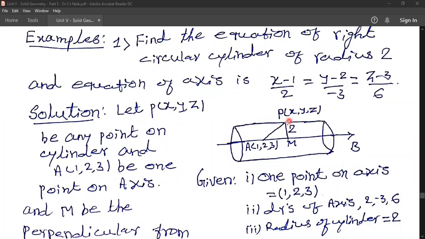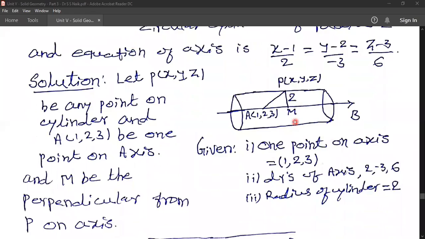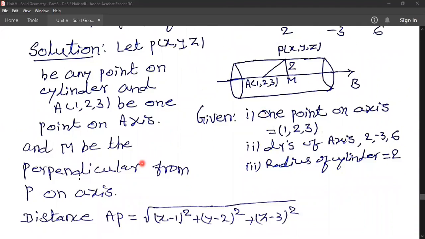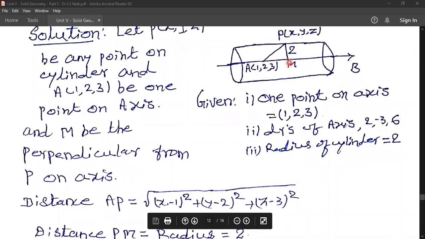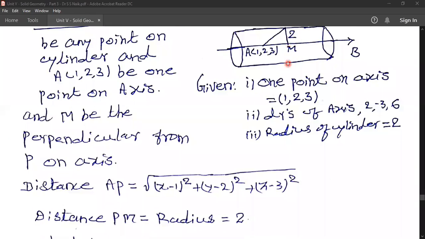Let P(x, y, z) be any point on the cylinder. So this is the cylinder, P(x, y, z) is any point on it, and A(1, 2, 3) is one point on the axis. Then let M be the perpendicular from P on the axis. So this is M. M is the foot of the perpendicular from the point P on the axis.